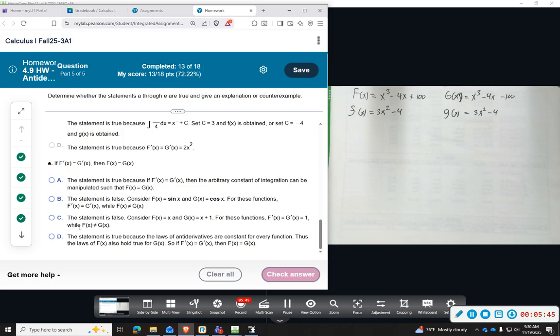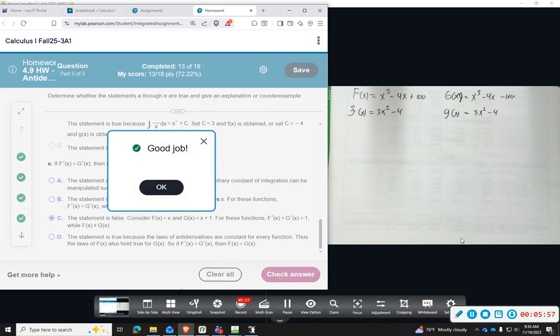False. Consider x and x plus 1. That works. Both of them have a derivative of 1, but they're not equal. So C shows that. So just properties of derivatives and antiderivatives.